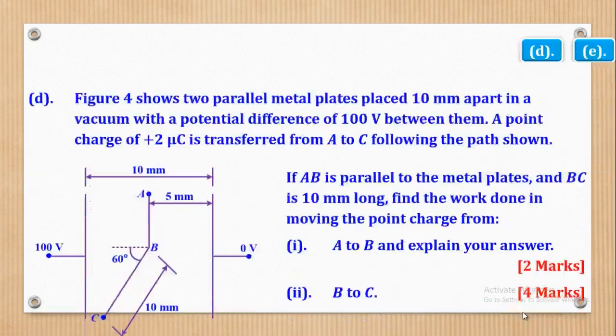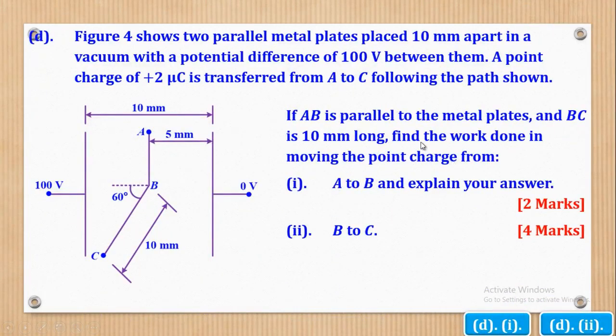So now we shall go to part D, Roman 2. Roman 2 says, find the work done in moving the point charge from B to C. So from B up to C. Now here we also need to do some resolving so that we can get this distance from here to here. I have to resolve the whole of this horizontally to give me 10 cos 60. Now 10 cos 60 plus this will be the total distance from here up to here. So let's see how that one is done.